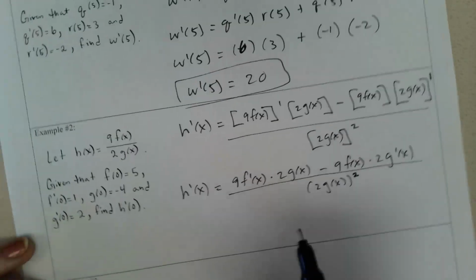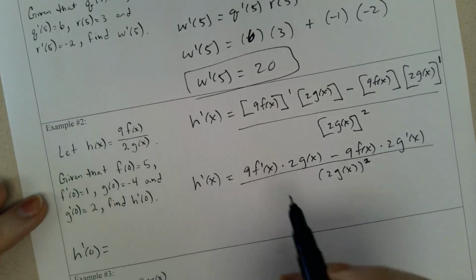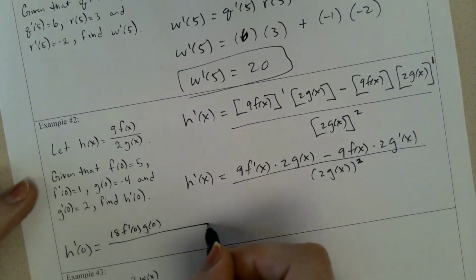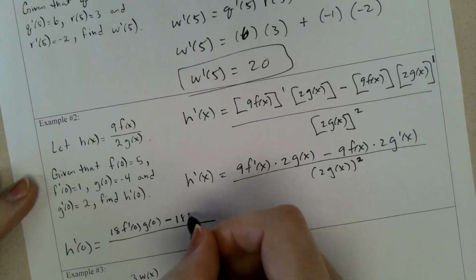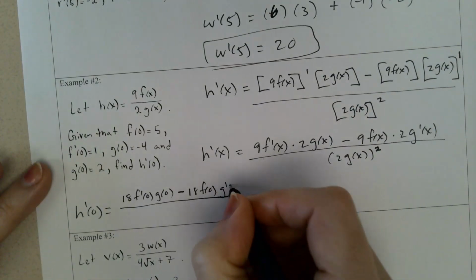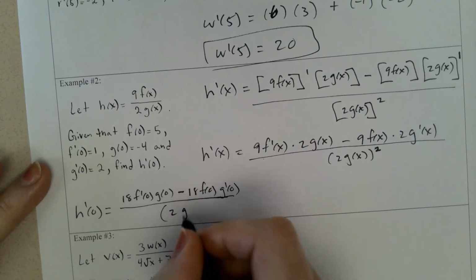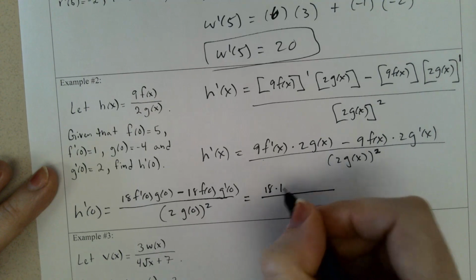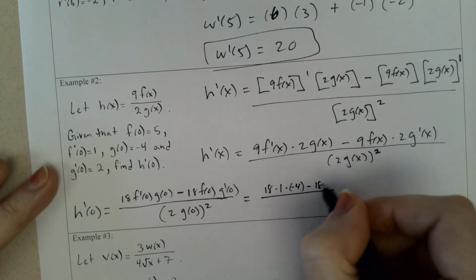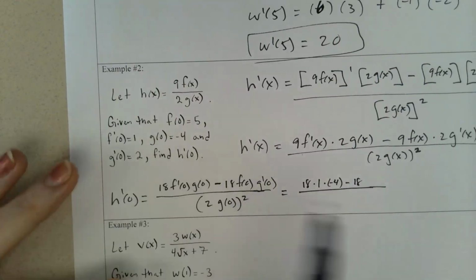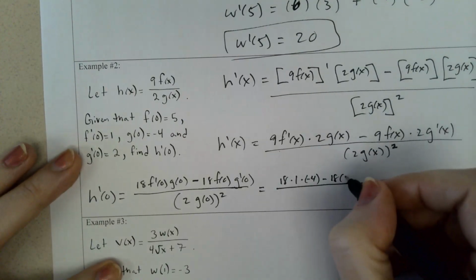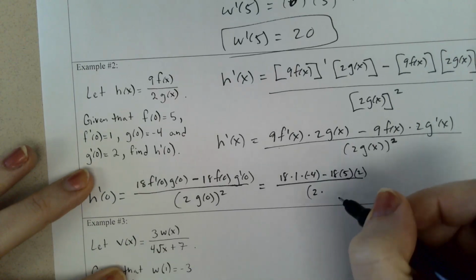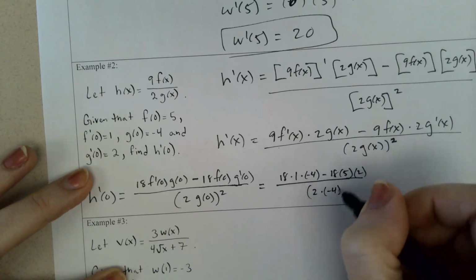Okay, so now I want h prime of 0. So 9 times 2 is 18. So that's 18 f prime of 0, g of 0, minus, that's another 18, f of 0, g prime of 0, all over 2 g of 0 squared. All right, this is equal to 18 times 1 times negative 4 minus 18, and I'm just getting these values from in here, minus 18 times 5 times g prime of 0, which is 2, and then this is all over 2 times negative 4, but we're squaring it.